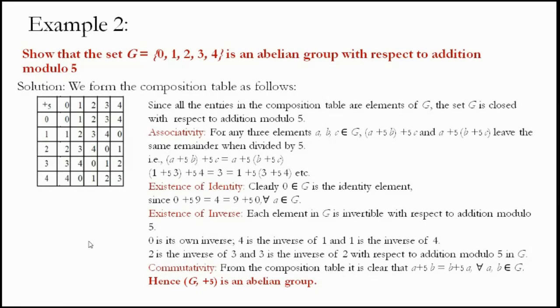Existence of an identity: obviously there is an identity, 0. If you add 0 to anything mod the number, you get the same thing. And the inverse is also present. 4 is the inverse of 1 and 1 is the inverse of 4, because you have to subtract it. The inverse of 1 is 5 minus 1, which is 4. If you take 5 minus 4, it is 1. Next is commutativity. From the composition table, it is clear that a plus b is equal to b plus a mod 5.